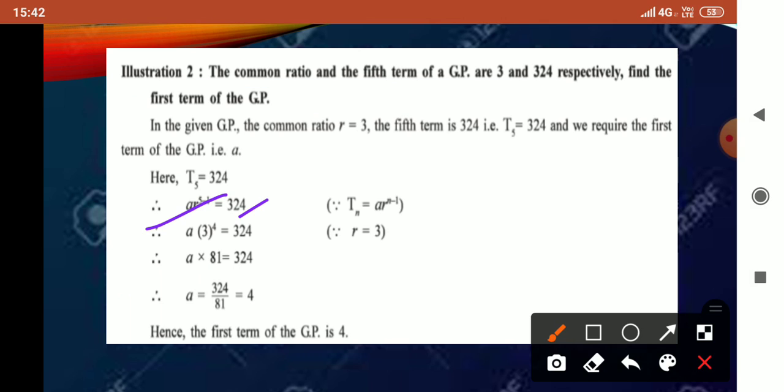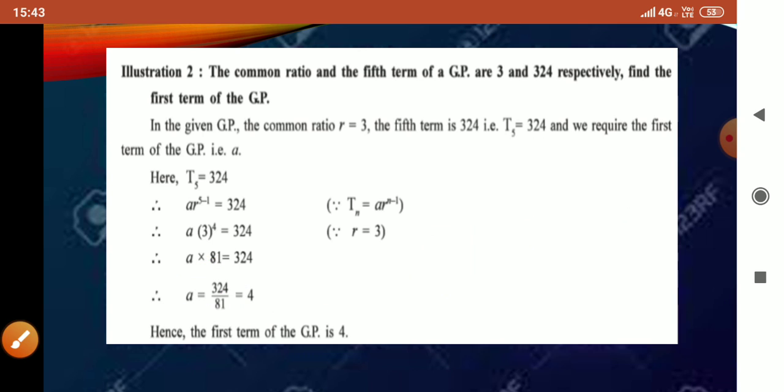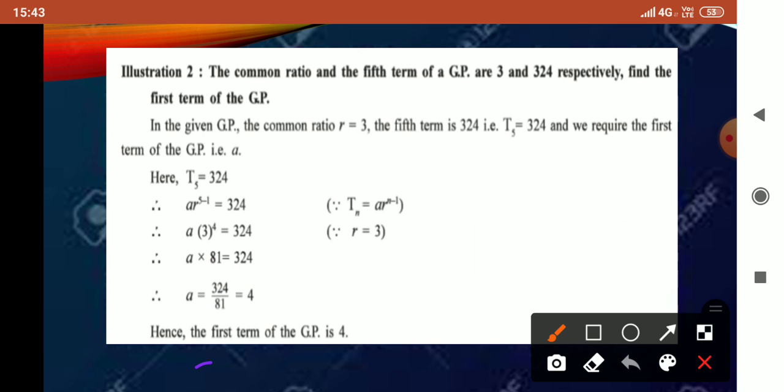Now what I'll do is put the value of r, which is 3. Okay, so a into 3 raised to 4 equals 324. So 3 raised to 4 will be 81. So a into 81 equals 324. If we divide 324 by 81, we will get a equals 4. So my a is 4. Okay, we have to find the first term. First term means a, so the first term is 4.